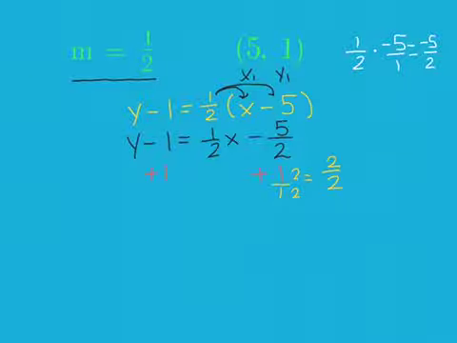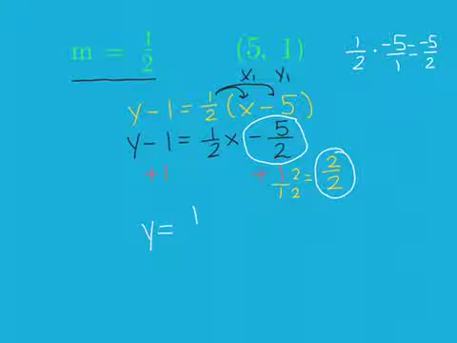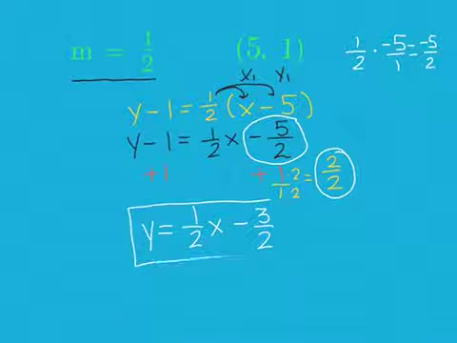So now we're looking at this. We're going to take -5/2, and we're going to add 2/2 to that. So y is equal to 1/2 x. And then negative 5 halves plus 2 halves is negative 3 halves. Here is our equation in slope-intercept form.